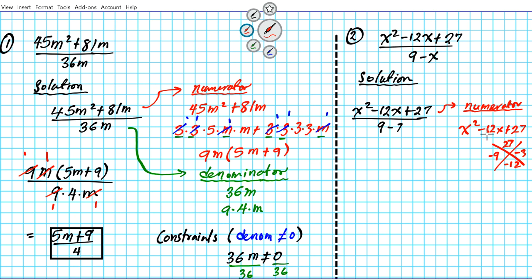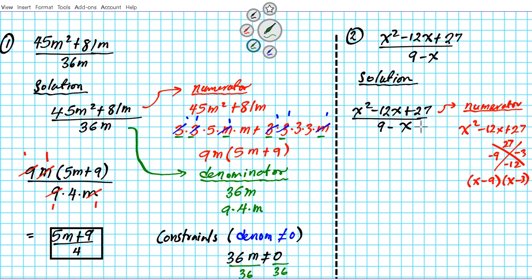Alright, so since A is equal to 1, we skip grouping and we jump to the factored state, x minus 9 times x minus 3. Alright, so that's the factored state of the numerator. And then the denominator right here, I put 9, it's supposed to be 9 minus x. Why did I put 1? Fix that. Okay, so the denominator is 9 minus x.